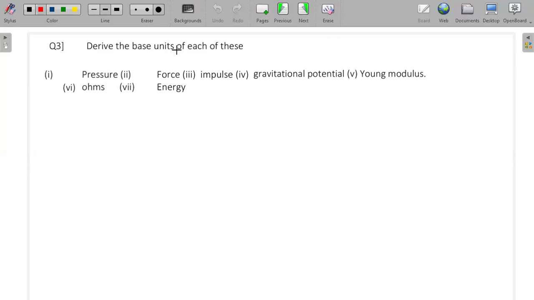There's the mole, there's the candela, and then there's the meter for the length. Okay, so those are the 7 base units. So we're going to be expressing each of these in those base units. So let's start with the pressure.